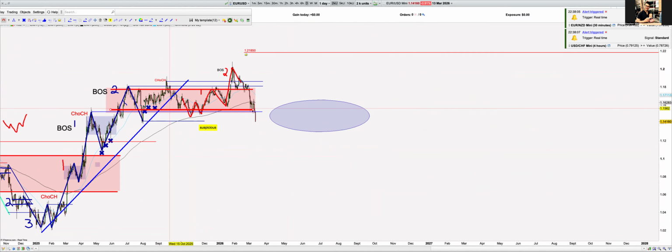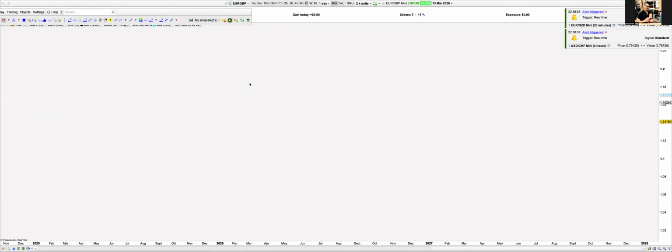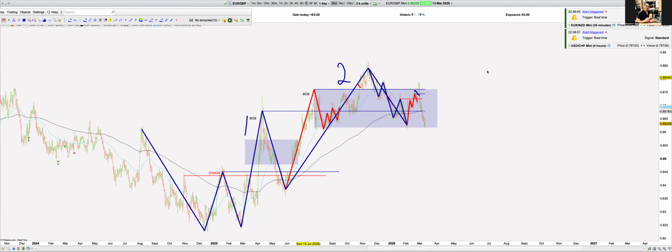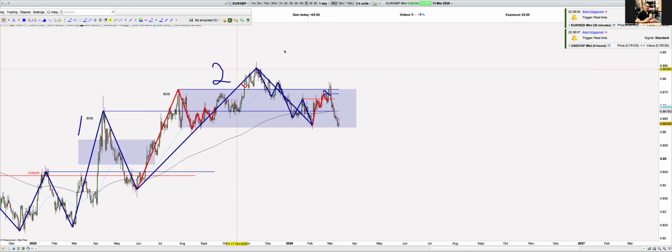Even though the structure is a second zone of consolidation, this is the key test. If we break here, because we made a new low from here, and if we break this properly with a break and retest entry short, then that confirms the dynamic of that trade. So Euro's in trouble.